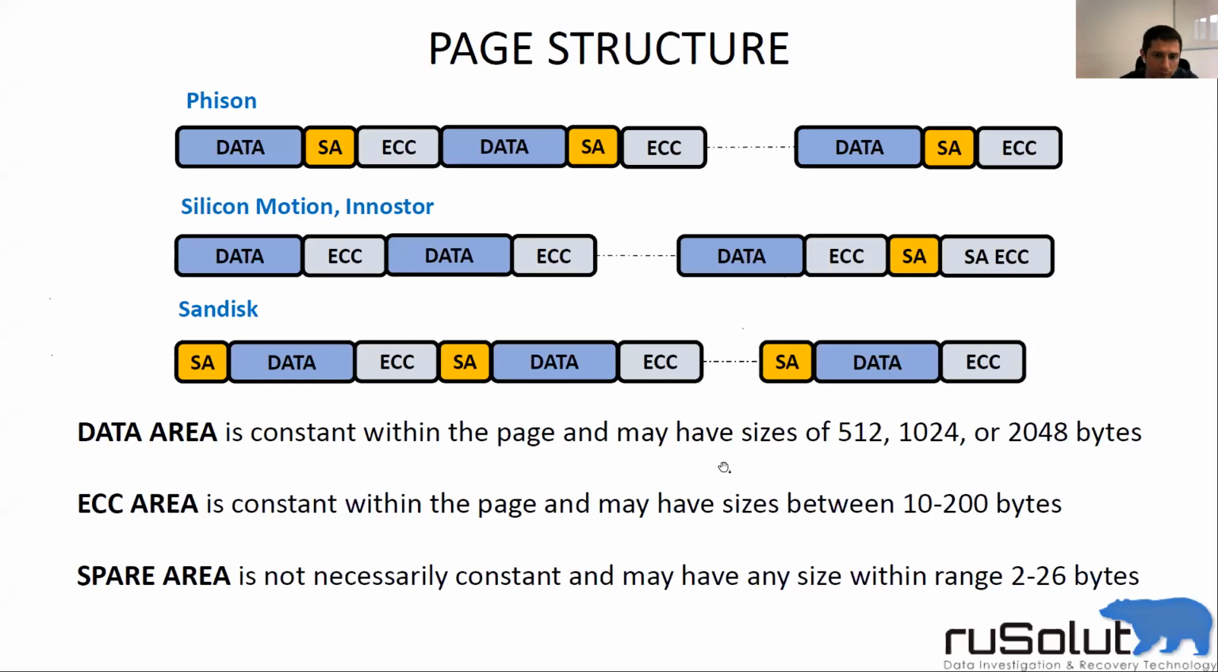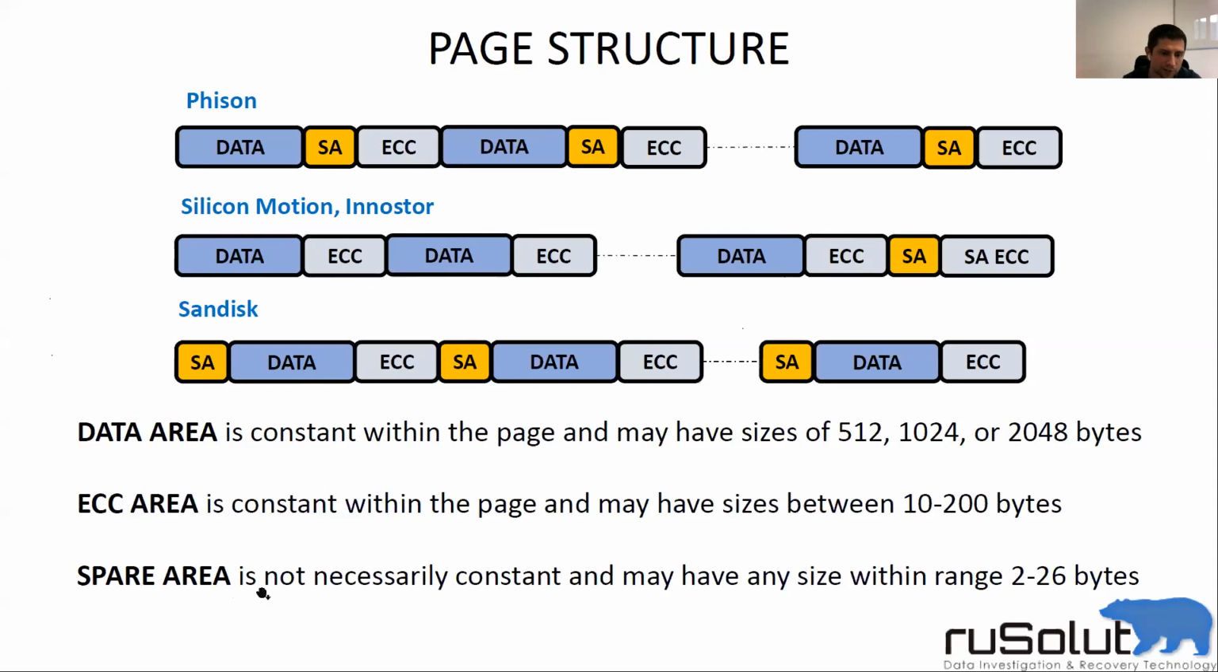So data area is constant within the page. But ECC area may be different for different controllers and different chips. So you see the range is pretty wide, from 10 to 12 to 100 bytes. However, if you have some particular device and the first ECC area is, let's say, 42 bytes, that means that the next ECC area will be 42 bytes, the next one will be 42 bytes, and so on. So all ECC areas within one particular device will be the same.